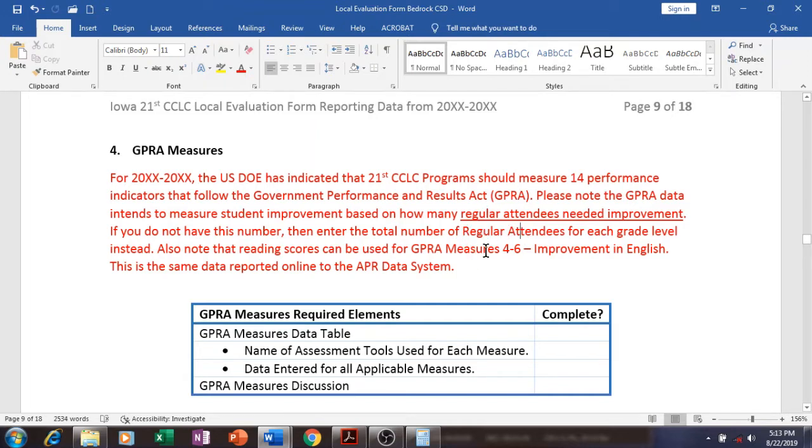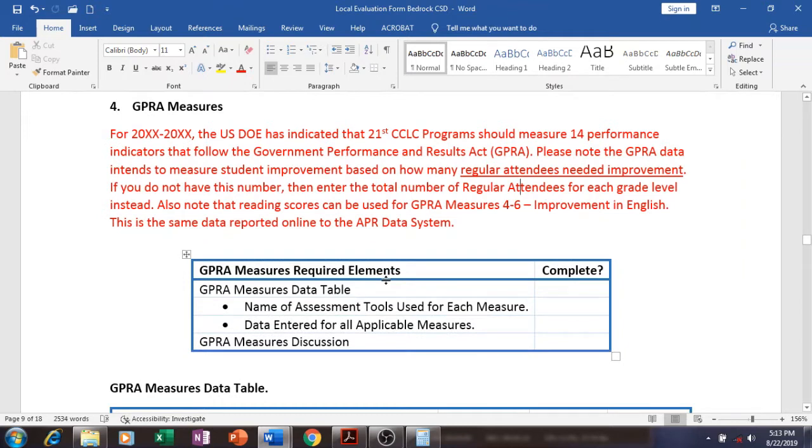It's important to notice that reading scores can be used for measures 4 through 6, which we'll get to in a minute, improvement in English, and vice versa. Once again, just as we discussed in the attendance section, this should be the same data that you reported online to the APR data system. It should match, so it ought to be easy to get to.